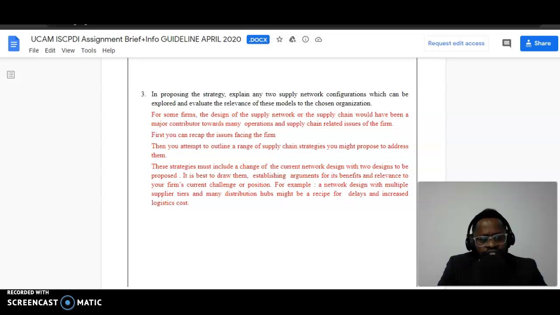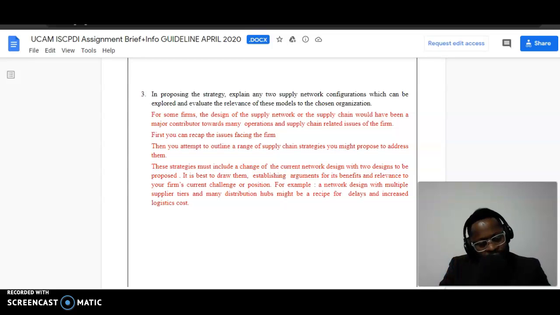In proposing the strategy, explain any two supply chain network configurations which can be explored and evaluated, and evaluate the relevance of these models to the chosen organization. All right. So in proposing the strategy, you should probably read it as in proposing a strategy.